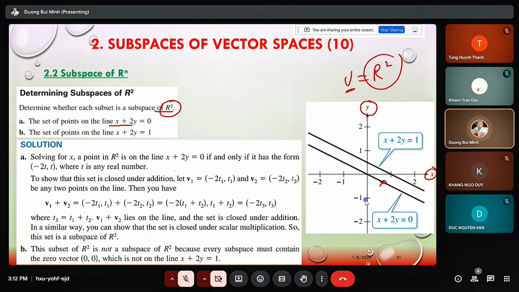Okay, and then we have another line, x plus 2y is 1. But this line doesn't go through the origin. So here it is not a subspace. If we follow the theory, we have the subspace of x plus 2y to be 0.